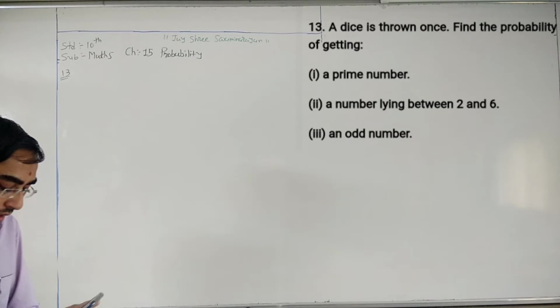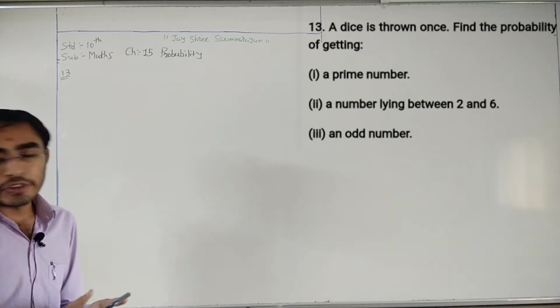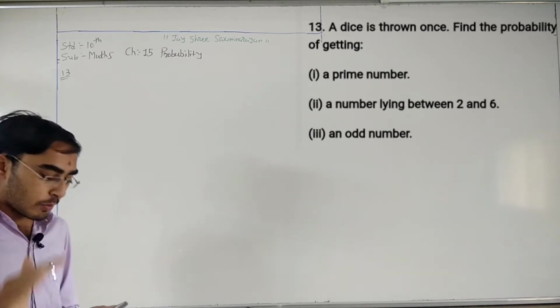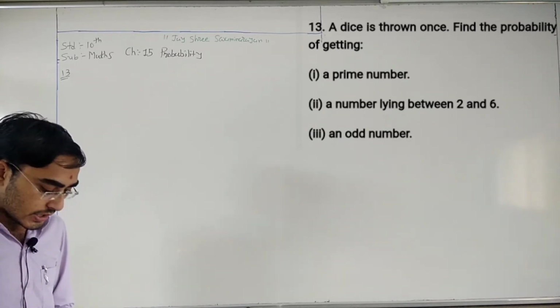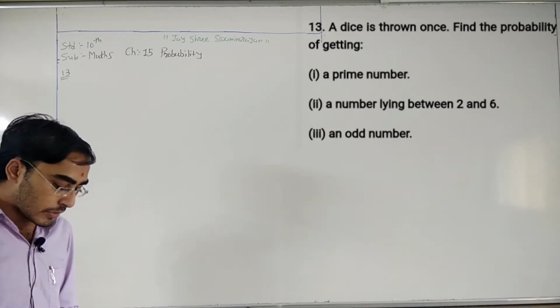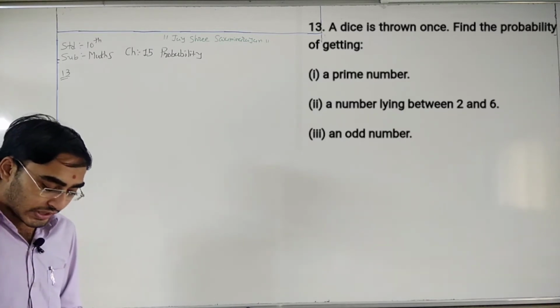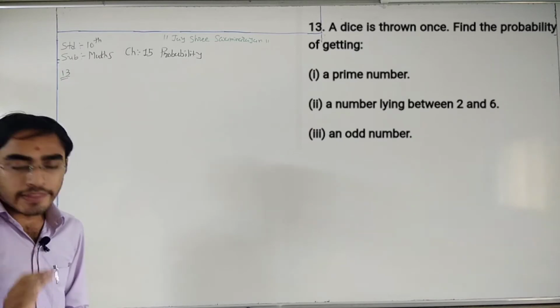A die is thrown once. Find the probability of getting: first, a prime number; second, a number lying between 2 and 6; and third, an odd number.